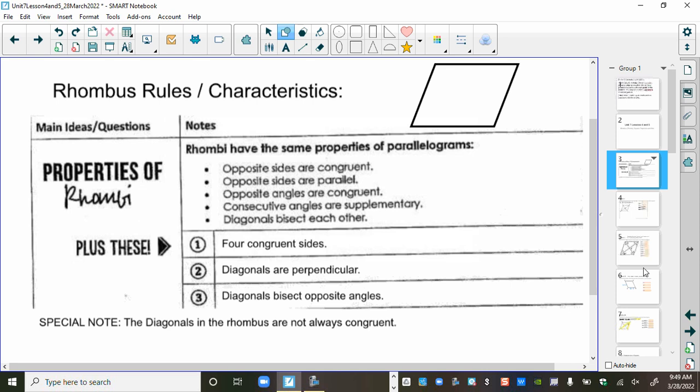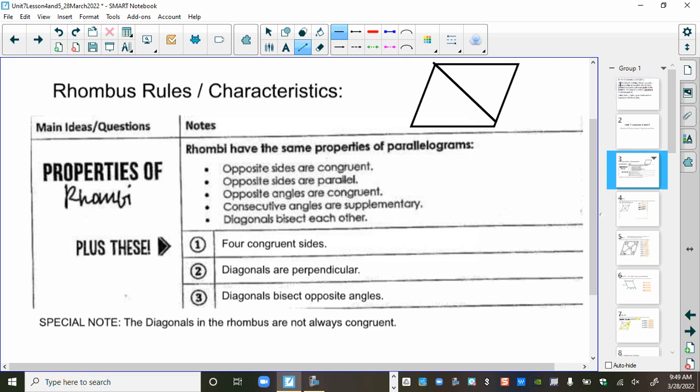All right. Rules are the following. Opposite sides congruent. Parallel, that means they'll never touch. Opposite angles are congruent. So this angle is congruent to that one. Consecutive angles are supplementary. That means they add up to 180. Do we remember that? Yes. Okay.